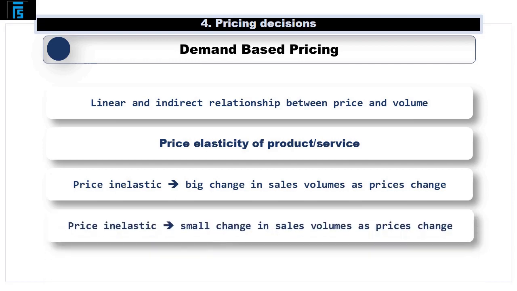Whereas a product that is price inelastic will show a small change in sales volumes as prices change. These are usually basic or necessary products and services like milk, bread and petrol.